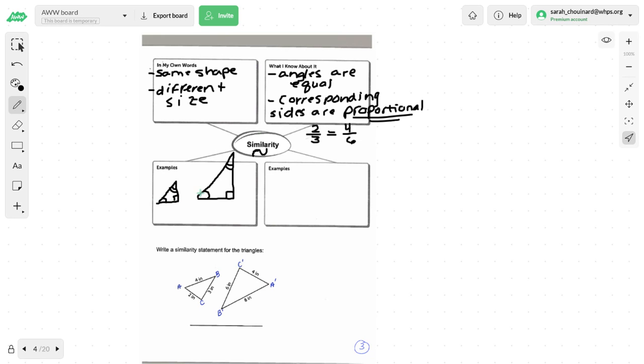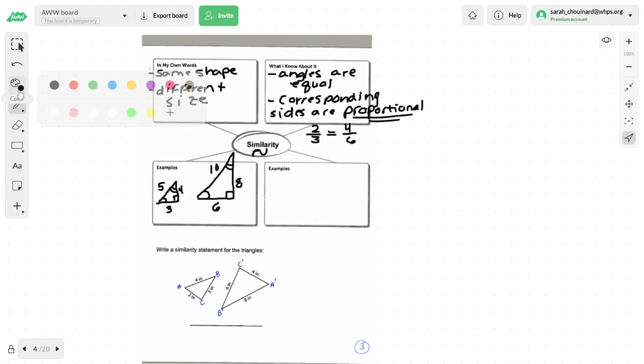So if this was 30 degrees, this would be 30 degrees. If this was 60 degrees, this would be 60 degrees. But maybe the sides in the first one are 5, 4, and 3. And then maybe in the new one, they're 6, 8, and 10.